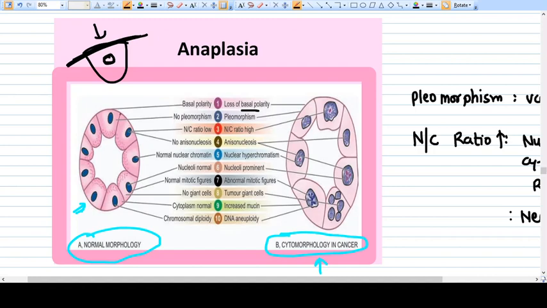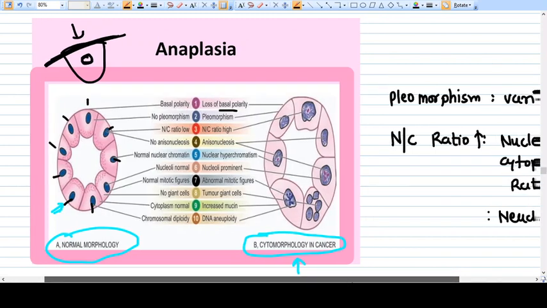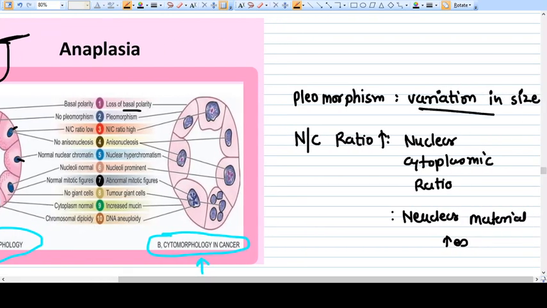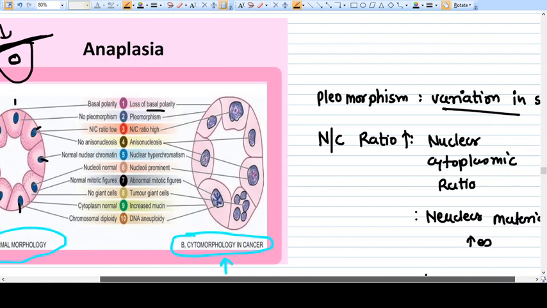That means the nuclei here are at the same distance from the basal layer, but here you see the nucleus can go anywhere. The nucleus is not located where it should be. So this is called basal polarity, and it is lost in cancer. Then there comes pleomorphism. What is pleomorphism? The variation in the sizes of the cells. You can see here the cells are almost equal size, but here the cells become very different sizes. So it is pleomorphism.